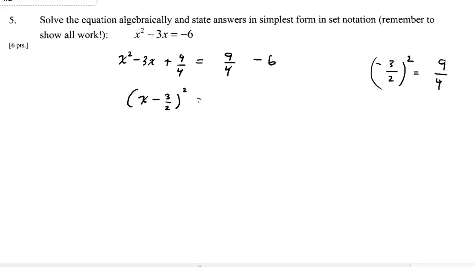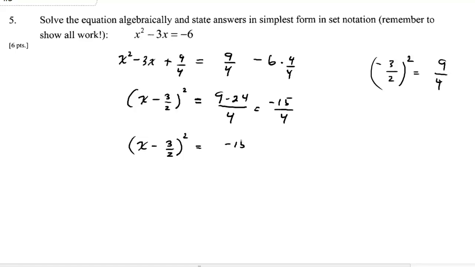It's pretty straightforward. On the other side, though, we have to deal with these fractions. So if you multiply by 4/4 here, you get that's 24/4. So it's 9 minus 24/4, which is -15/4. Well, now I have something that I can solve using the square root property.